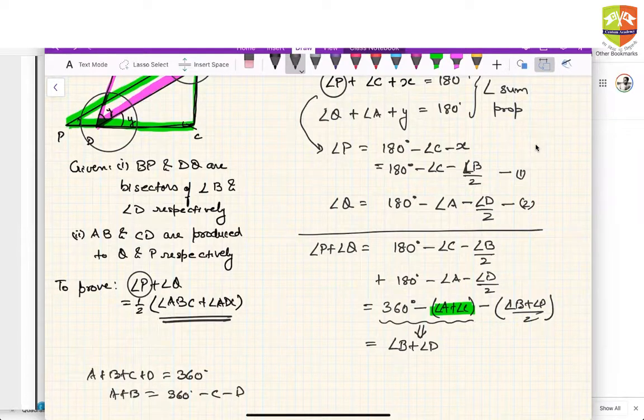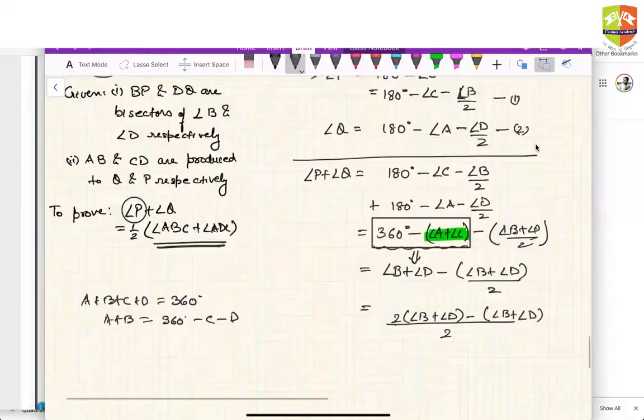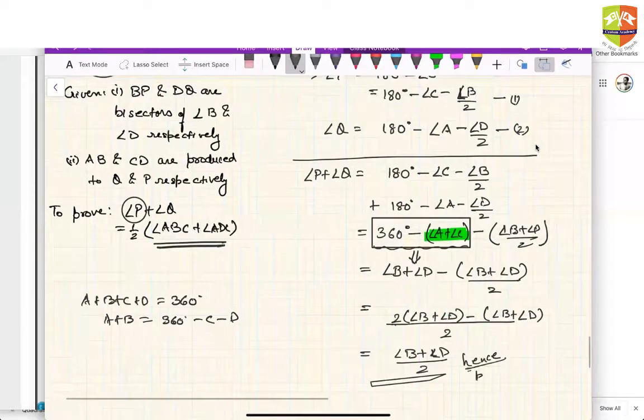So clearly this item is B plus D, and minus again angle B plus angle D upon 2. Take the LCM, you will get 2, and it is 2 times angle B plus angle D minus 1 time angle B plus angle D. And hence you get the desired result, which is angle B plus angle D by 2. Hence, proved.